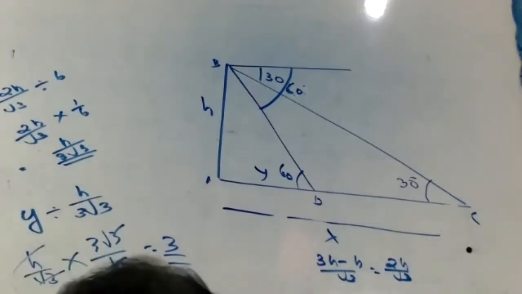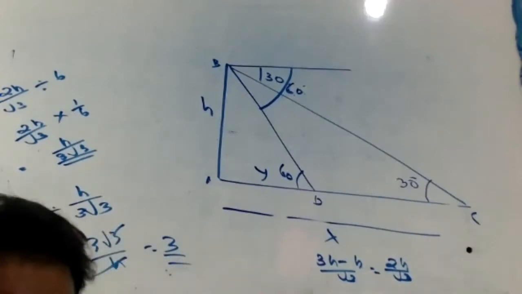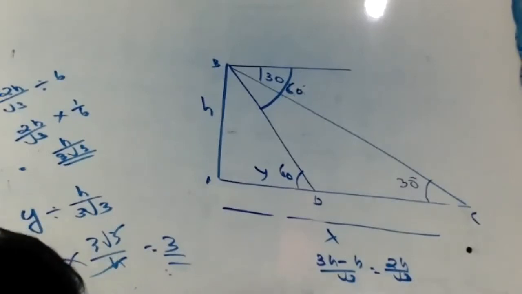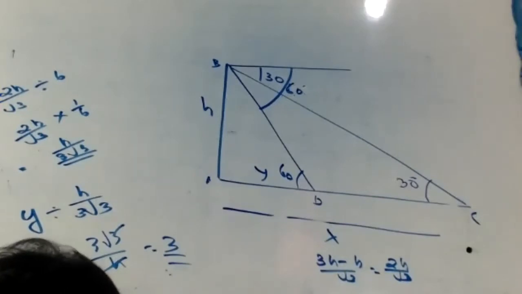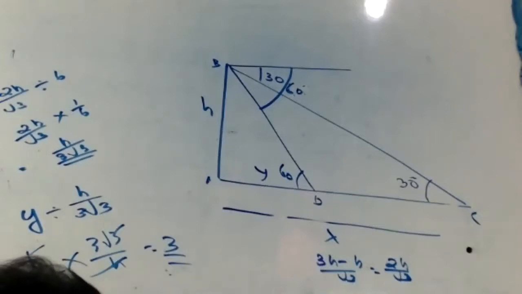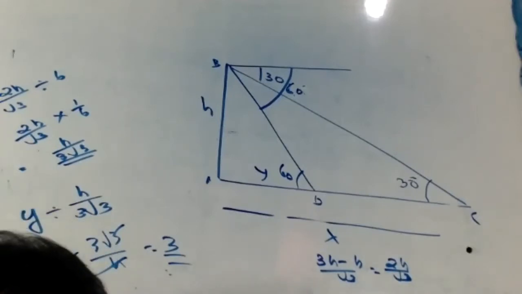So now question number 7. One more question only we can do today. Answer is height of the tower is 17.32 meter. Distance is 30 meter.